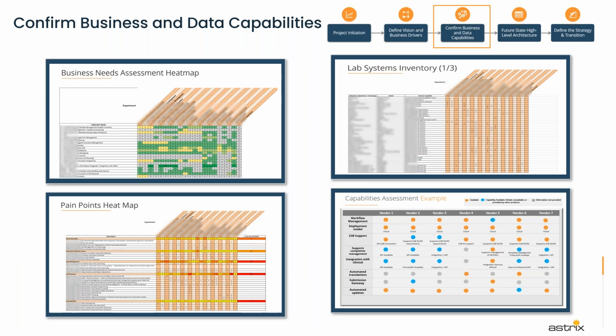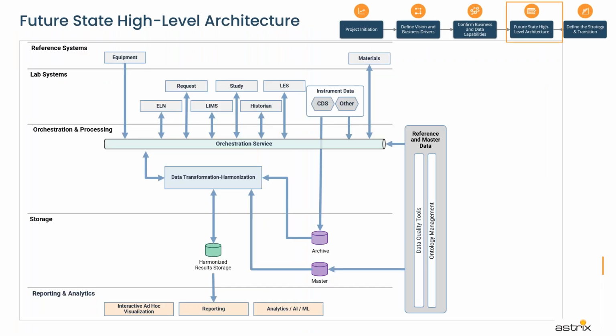So right now it's moving towards more of a modular kind of architecture. Based on all this information, the complexity of the lab, and all these metrics and heat maps, we prepare a future state high level architecture. So what are all your reference systems being used, what are all your lab systems, what is the orchestration and processing layer, the storage, reporting and analytics space, like that. So it is not about a single system, it's cross system, and the base foundation for that, as we see it, is that there is no single vendor that can supply all the pieces necessarily.